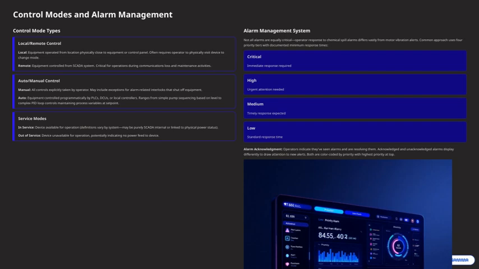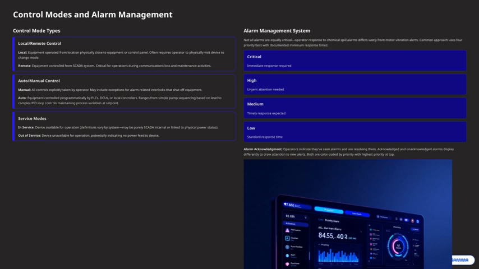Now, let's talk about alarm acknowledgement. When operators see alarms, they indicate they've acknowledged or are actively resolving them. Acknowledged alarms are those we've already recognized, while unacknowledged alarms are new alerts that still need attention. To help us quickly identify their importance, these alarms display differently. Both are color-coded by priority, with the highest priority alarms appearing at the top for immediate focus.